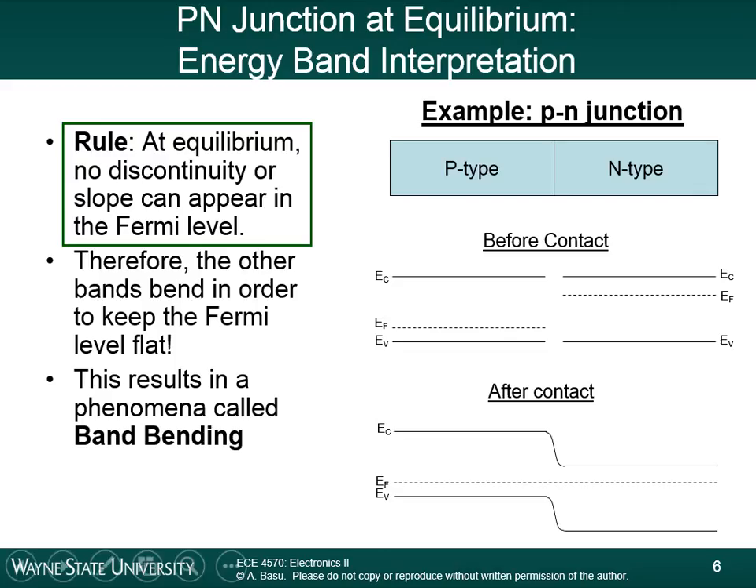The farther you go above it, that probability drops to 0. As you go below it, the probability increases to 100%. That was the definition of the Fermi level. It had to do with Fermi-Dirac statistics. Another part of Fermi-Dirac statistics states that if you're at equilibrium, no discontinuity or slope can appear in that Fermi level. When you put the two materials together, the probability of finding an electron at a certain energy state is the same in this area and the same in this area.